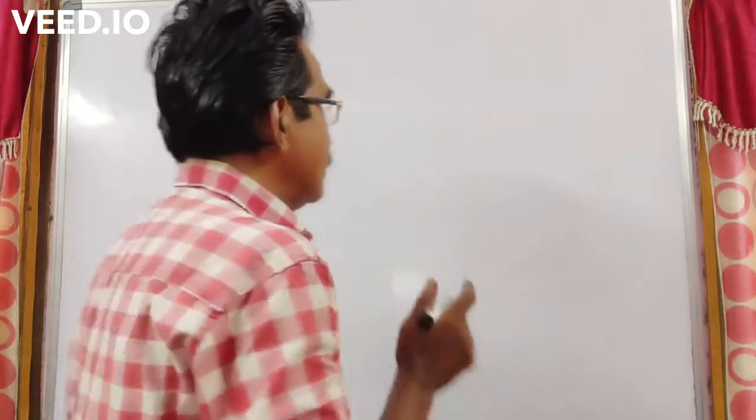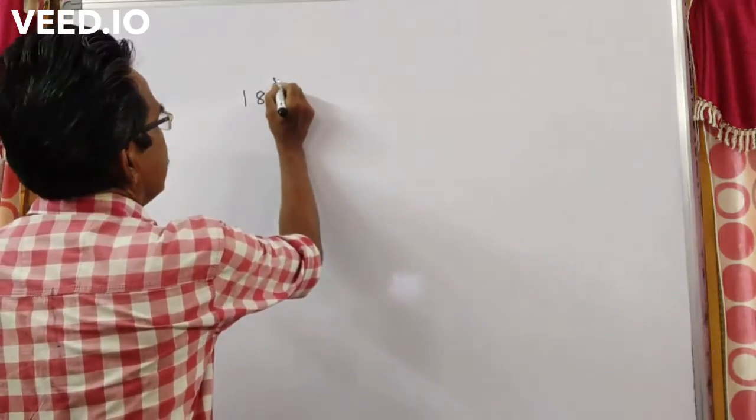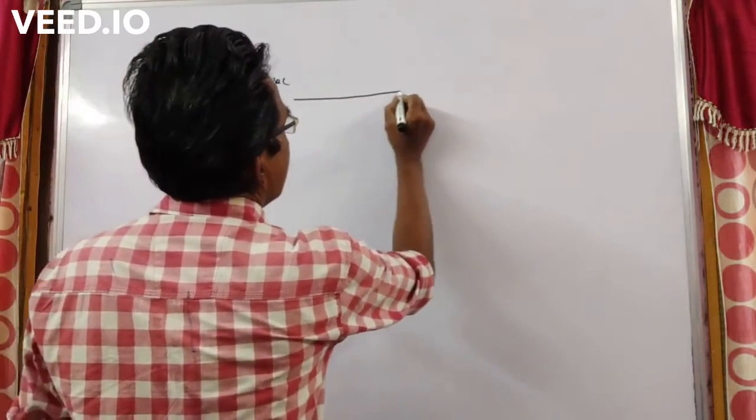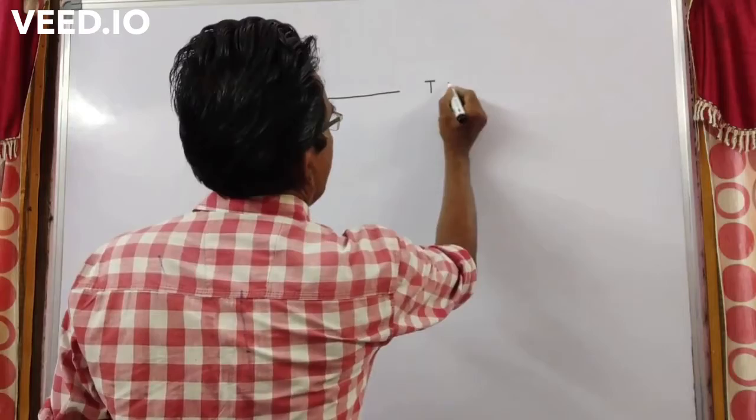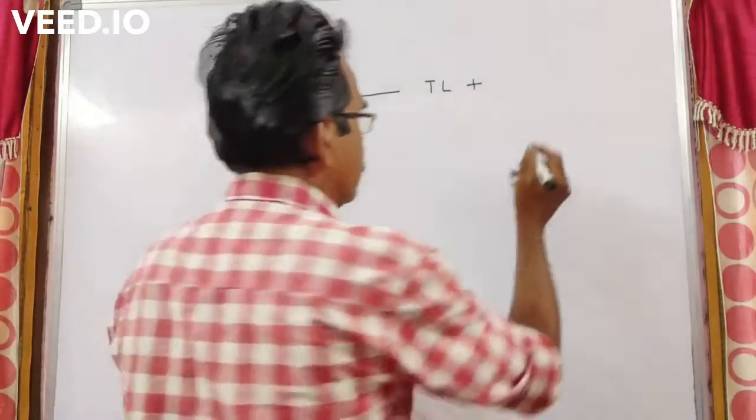A train takes 18 seconds to pass through a platform of 162 meters long and 15 seconds to pass through another platform of 120 meters long. What is the length of the train? See, this train travels in 18 seconds a distance of train length plus a platform of 162 meters.